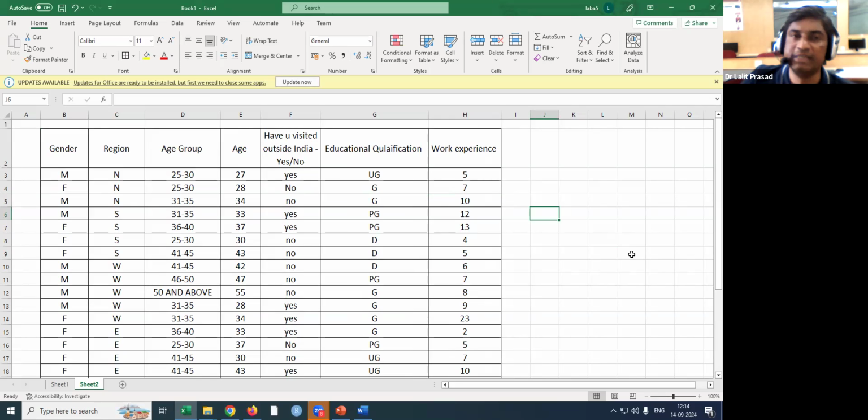If you are able to do this, then I will understand that whatever I have taught you, you have understood. Gender, region, age group, age, or you can unmute yourself and tell me. Anything will be workable for me. Some people have given the answer. Gender nominal, region nominal, age group ordinal, age ratio, yes/no nominal, and ordinal, ratio.